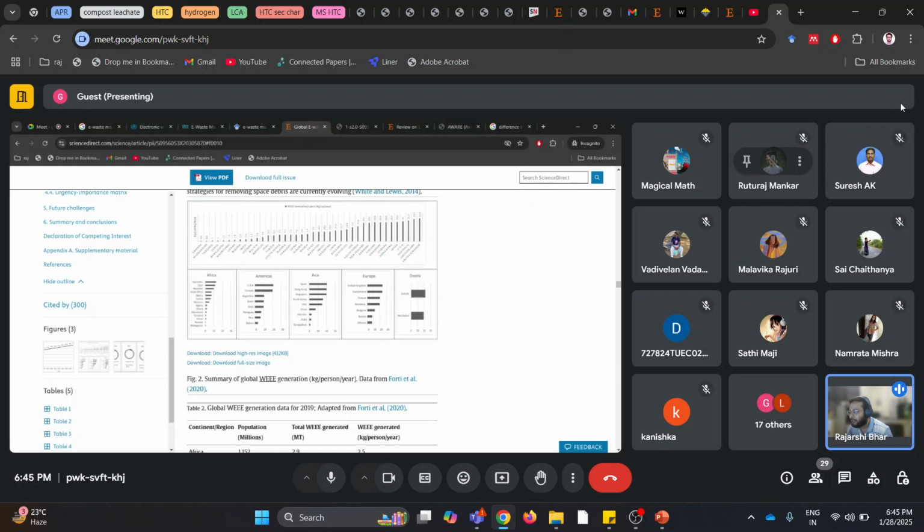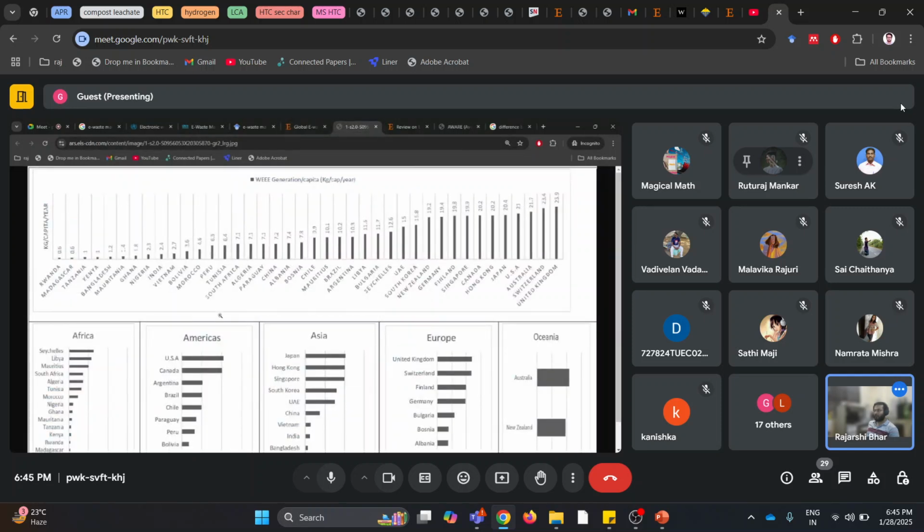The data for this figure was taken from a study published in 2020. So I'm expecting that this data is not that old, and even if we look at the current scenario, there shouldn't be much deviation.